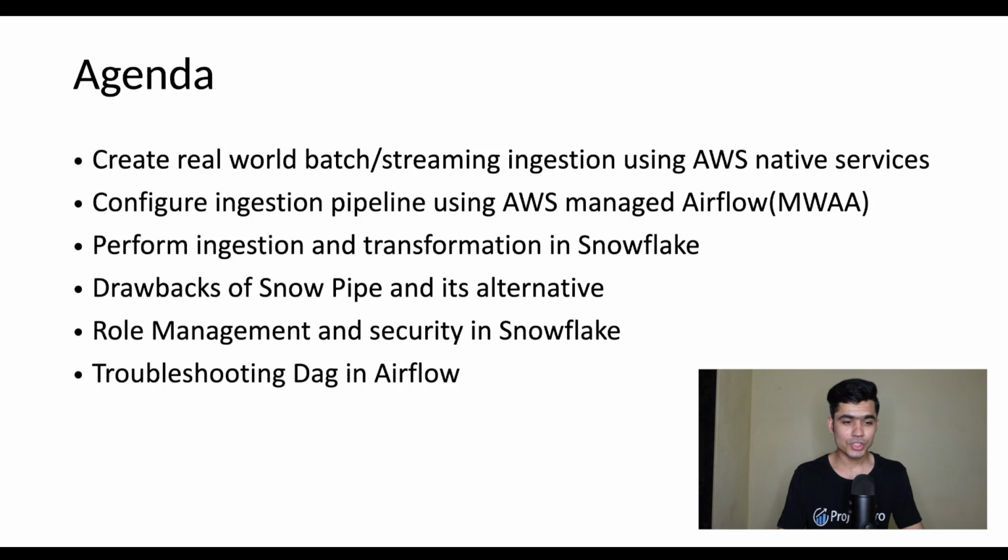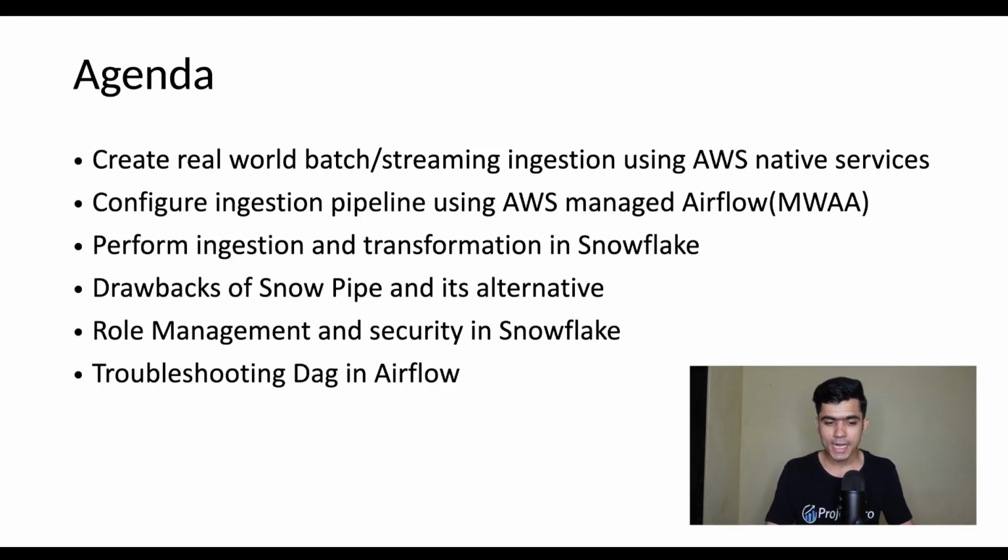Second thing is configuring the ingestion pipeline using AWS managed Airflow. So to build a pipeline, we will be using Airflow. Now instead of installing Airflow on some local machine or some EC2 machine, we will be using a managed service, so we don't have to worry about the installation or the configuration part. Third thing is performing ingestion and transformation in Snowflake. Snowflake is a software as a service database, so you can store your data, transform it, and do a lot of different things. Then we will also discuss the drawbacks of Snowpipe and its alternative, role management and security in Snowflake, and troubleshooting DAGs in Airflow.